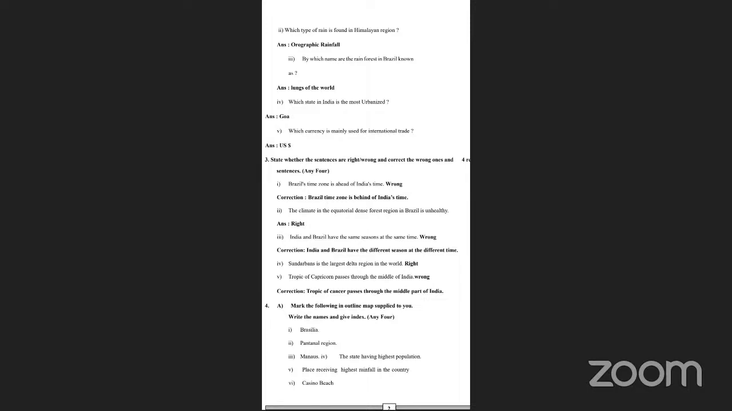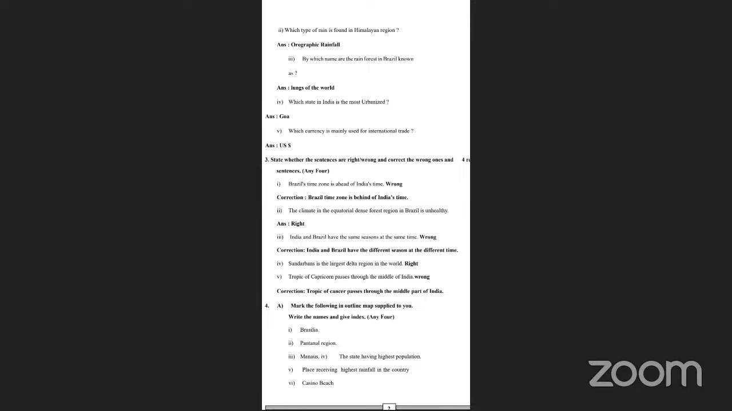Fifth one, Tropic of Capricorn passes through the middle of India. This is the wrong statement. Actually, the Tropic of Capricorn passes through Brazil, to the south of it. So this sentence is wrong. The correction is Tropic of Cancer passes through the middle part of India. It means we get two correct statements. Also, Tropic of Capricorn passes through the southern part of Brazil is a correct correction for the statement.